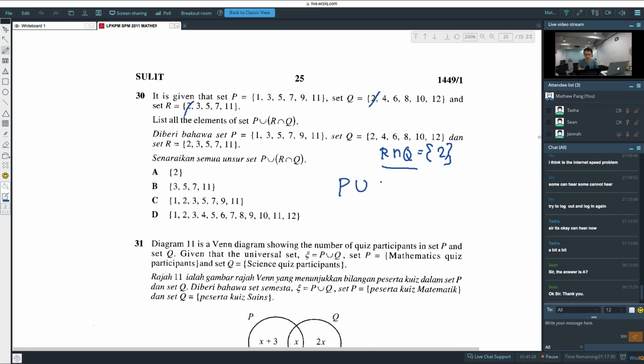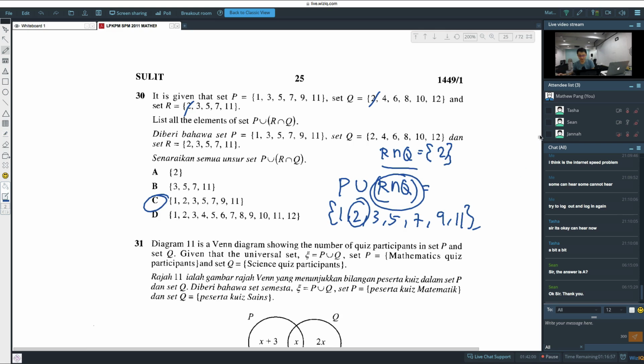So for P union R intersect Q, union means whatever is inside P you have to write out, together with R intersect Q. R intersect Q only has one number, 2. So the answer will be 1, 2, 3, 5, 7, 9, 11. Because P union means whatever is inside P you write down and add on R intersect Q, which is 2. So the answer will be C.